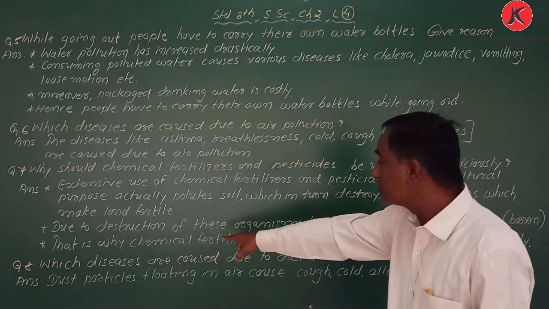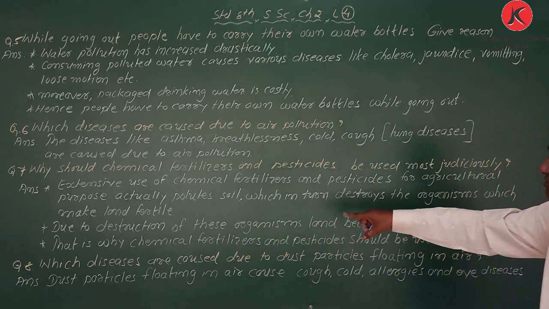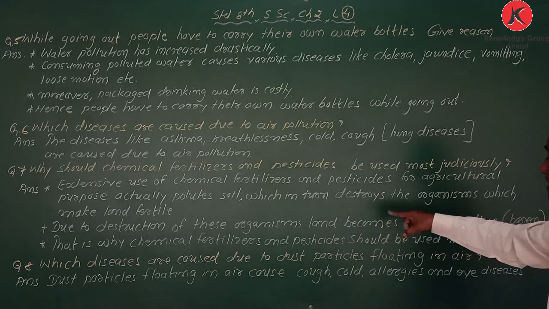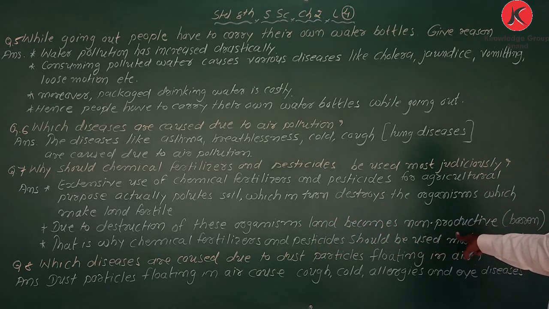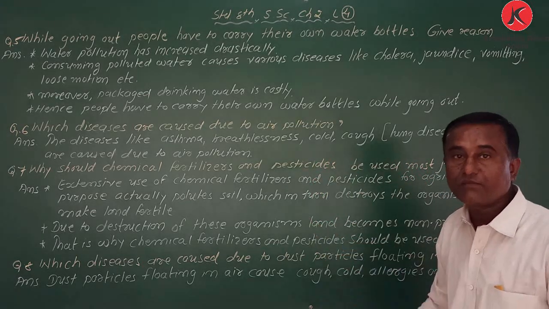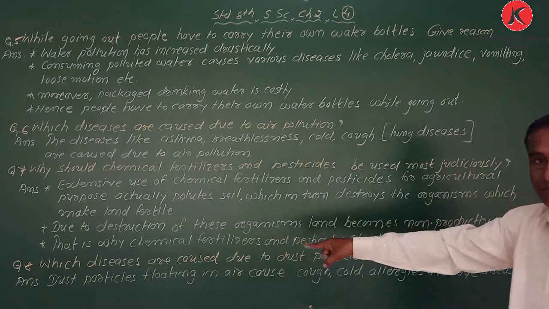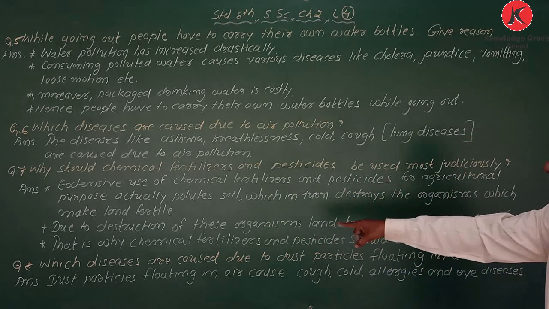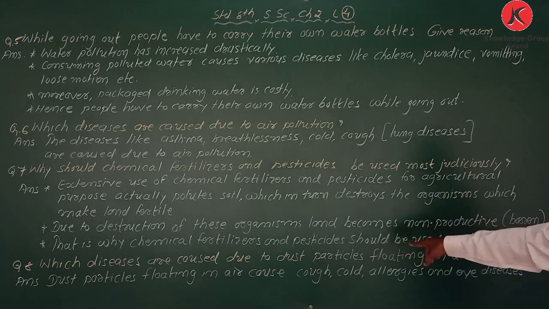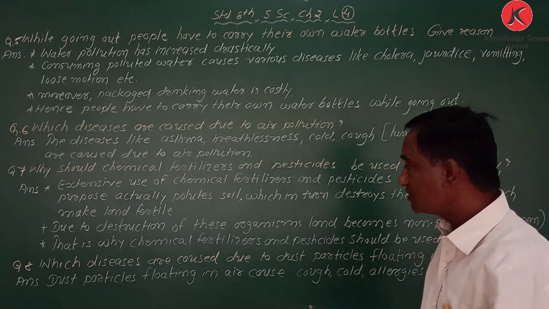Next, due to the destruction of these microorganisms, the land becomes non-productive. Non-productive means we cannot get more crop; it is barren. If the microorganisms are killed, the land becomes barren. That is why chemical fertilizers and pesticides should be used most judiciously, in a small portion.